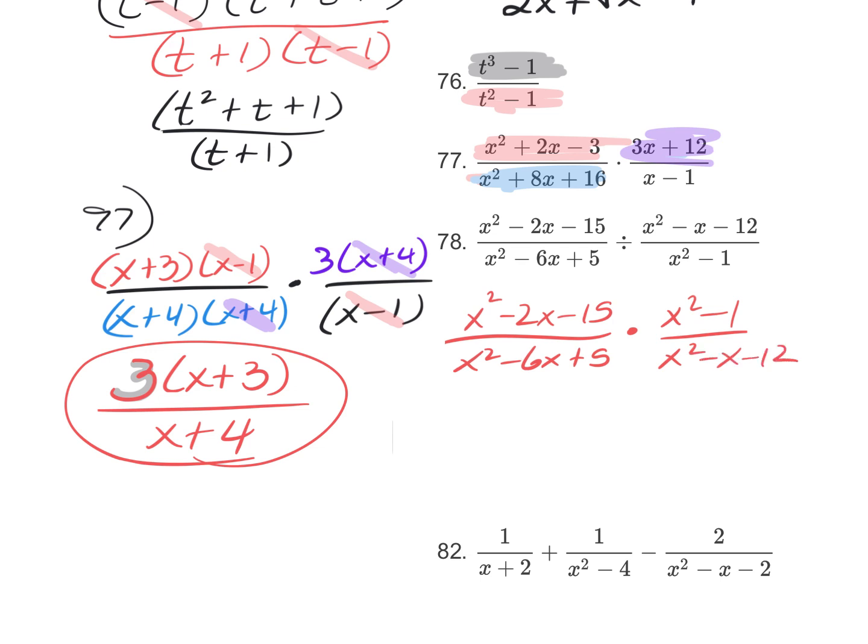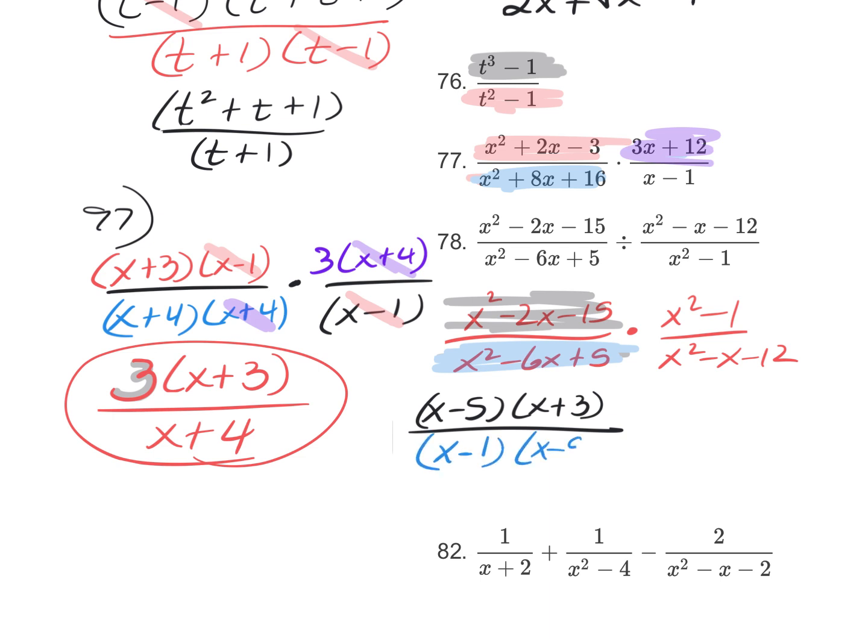So I'm going to factor this numerator. Factors of negative 15 that give me negative 2 are going to be x minus 5 and x plus 3. The factors of the denominator of positive 5 that give me negative 6, and that's going to be negative 5 and negative 1. No, that's going to be negative. So negative 1, negative 5.